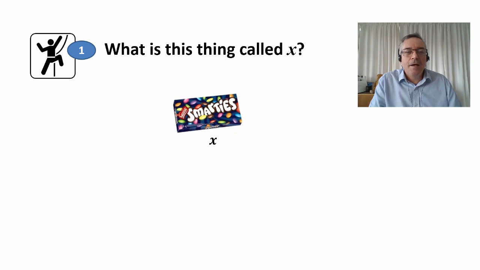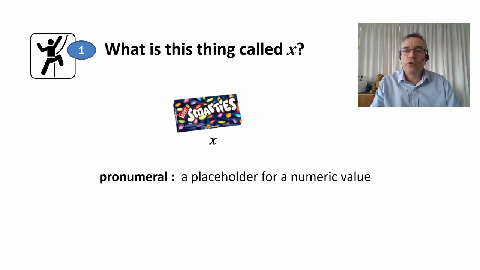Welcome. Back in step 1, we asked the question, what is this thing called x? And we used the analogy that x was like a box that contains something, a bit like a box of Smarties that contains Smarties inside it. We used the word pronumeral and defined it as being a placeholder for a numeric value.